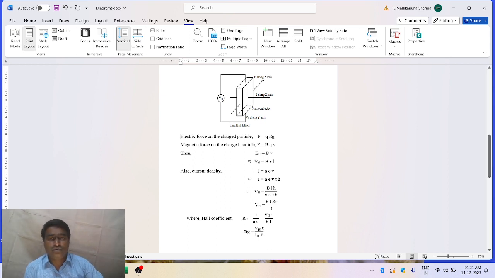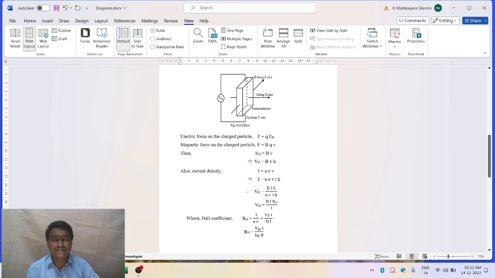Now based on this, the force experienced by the charged particle in the electric field is given by F is equal to Q into EH, the force on the Q charge in the electric field given by the Hall effect. Then the magnetic force on the charged particle is F is equal to BQV. Then equating these two forces, that is at equilibrium, these two are equal, we can write EH is equal to BV. Then we write VH is equal to B into V into H, because electric field is nothing but voltage by distance, or in this case this is the height.